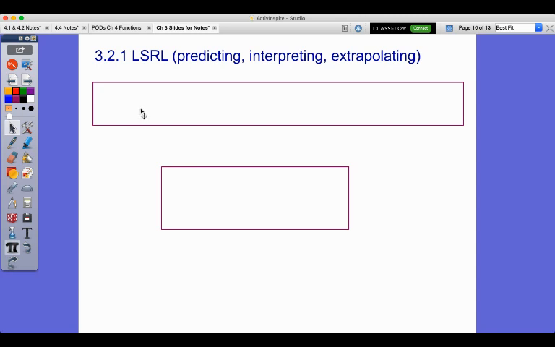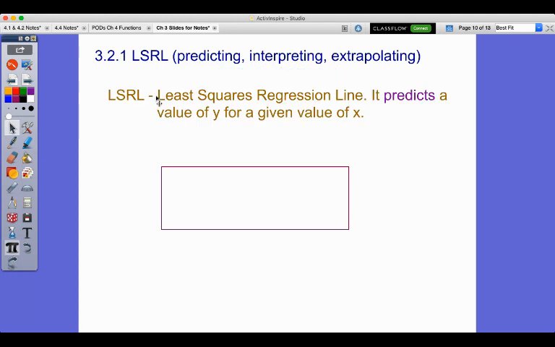Right, we're going to talk about the LSRL, and we're going to talk about how we can use it to predict, how we ought to interpret it, and what it means to extrapolate. So if you take a look with me right here, sorry, my pen's lagging. There we go. The least squares regression line.